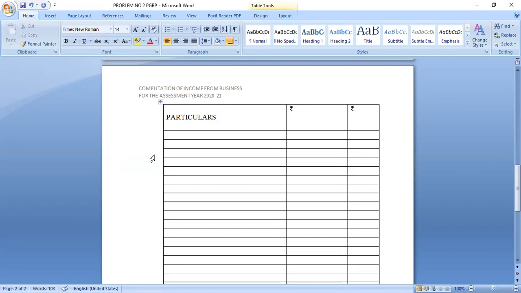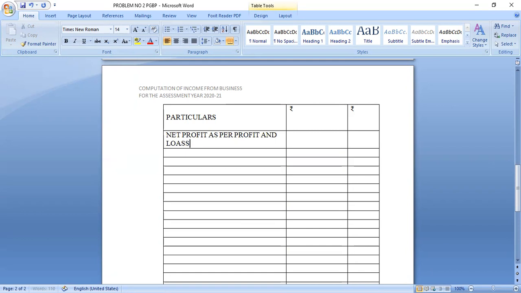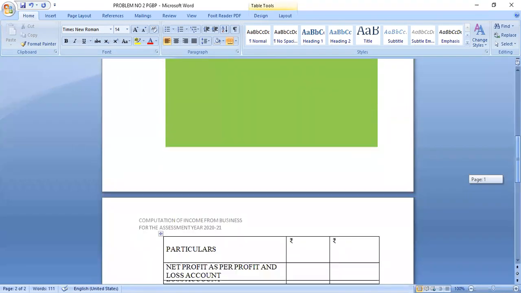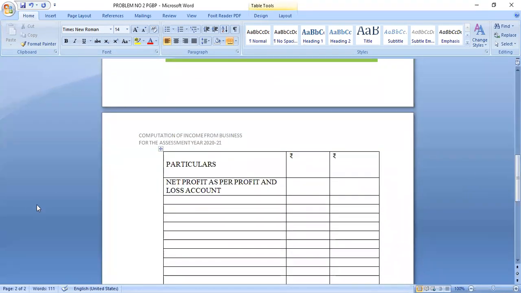Now we'll take the first, net profit. Net profit as per P&L account, profit and loss account. Now you should write in the outer column. Final values, write in the outer column. Now I will take the problem. What is net profit? 2,50,000. Write 2,50,000.